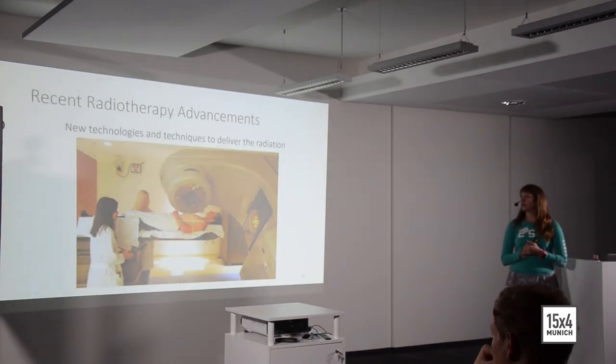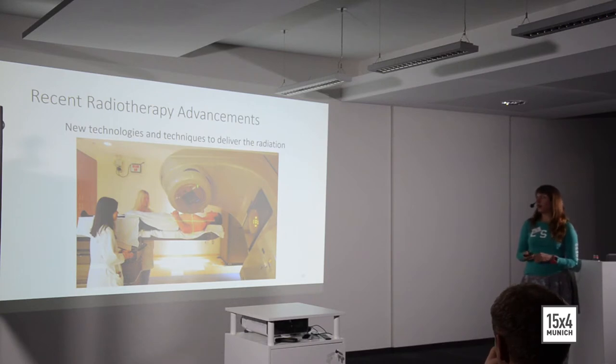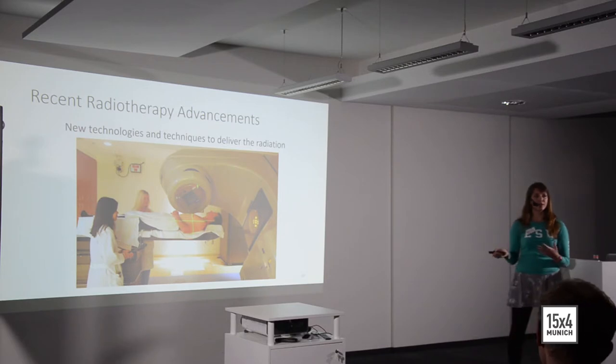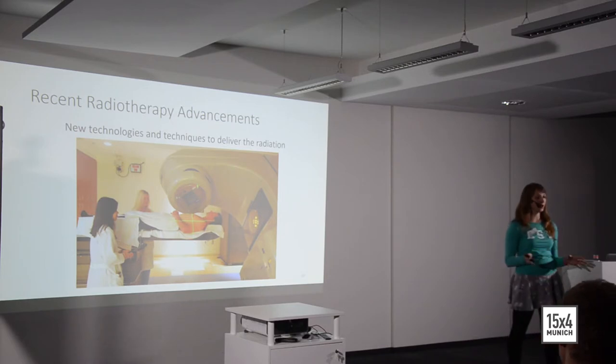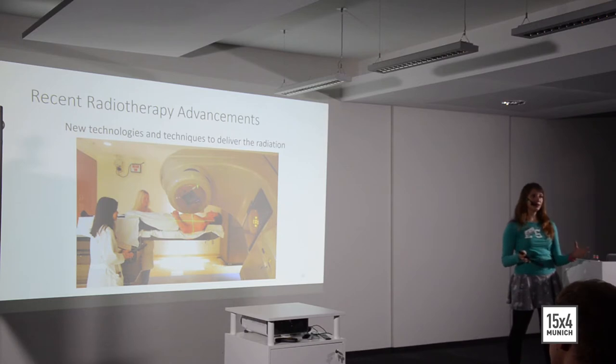So one example is that we've developed a lot of new technologies and techniques to deliver the radiation. So this is a picture of a more modern radiotherapy treatment machine that you would find in any typical cancer clinic, and it's called a linear accelerator. So you remember in the beginning we talked about radioactive elements, and now we have machines that can create the radiation without any radioactive element present. So there's actually a particle accelerator located right here, and this means that when the machine is turned on, radiation is present. When it's turned off, there's absolutely no radiation present.